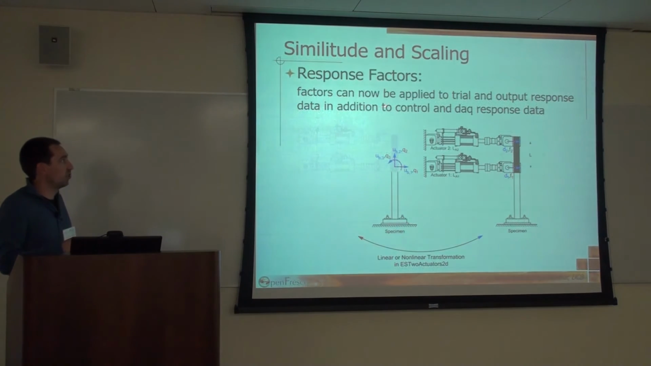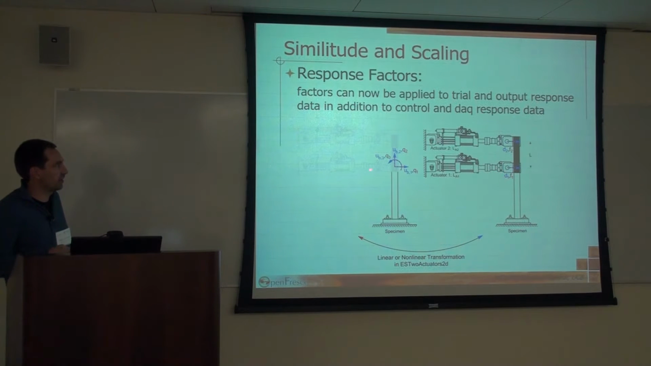We have ways in OpenFresco, inside the experimental setup, to put in factors to account for descaling or similitude loss that we need to consider. We can typically do this either before or after the transformation. So again, this is the experimental setup, which transforms from your element degrees of freedom to your actuator degrees of freedom.